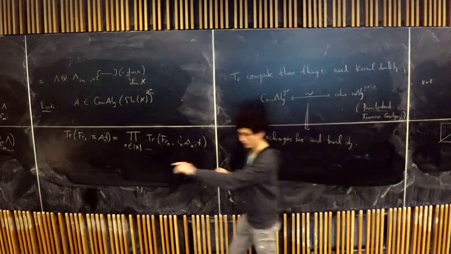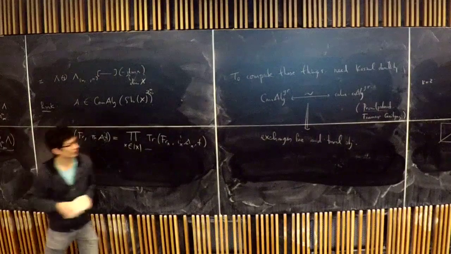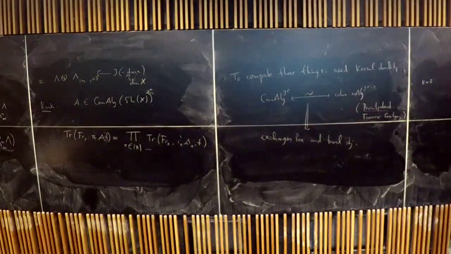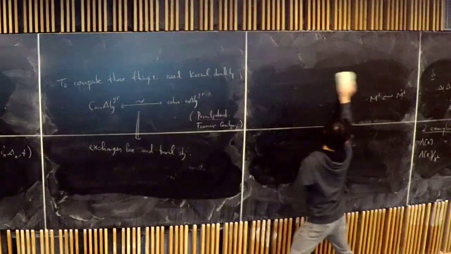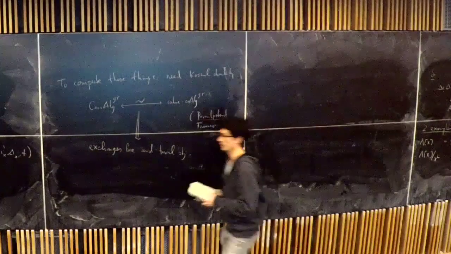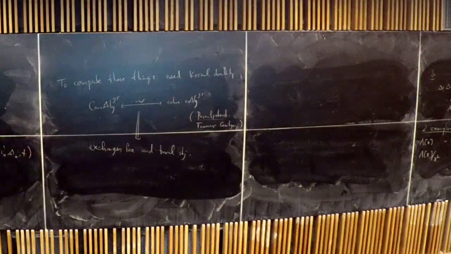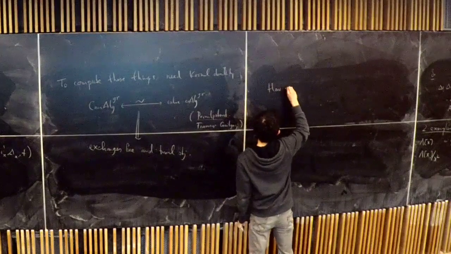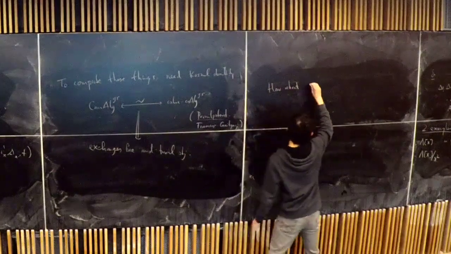So now that I have 2 minutes left, let me say one more thing, because I have some representation theoretic interest. So here, I look at unordered configuration spaces. But how about ordered?